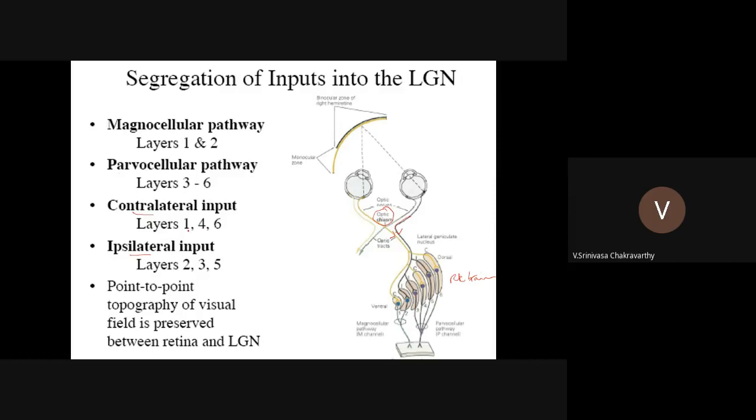So input coming from the contralateral side goes to layers 1, 4, 6. And information coming from the ipsilateral side goes to layers 2, 3, 5. So there's a very explicit rerouting of fibers, and each fiber knows exactly where to go. I just want you to appreciate the precision with which these fibers find their targets and attach to the targets.